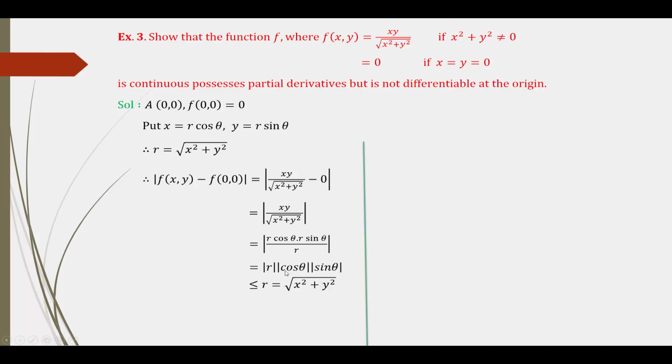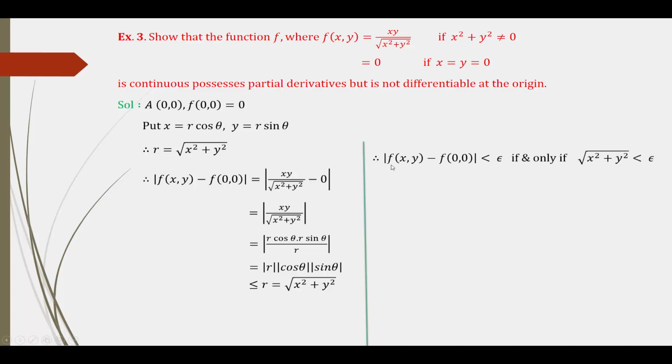We know the highest and lowest values of cos are plus 1 and minus 1. So modulus of cos is at most 1, and modulus of sin is at most 1. So it is less than or equal to r, because the highest value of cos and sin is 1. We know r equals the square root of x square plus y square, so the modulus of f(x,y) minus f(0,0) is less than or equal to the square root of x square plus y square.